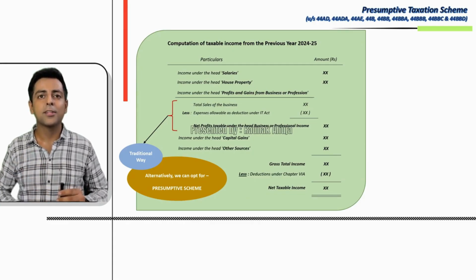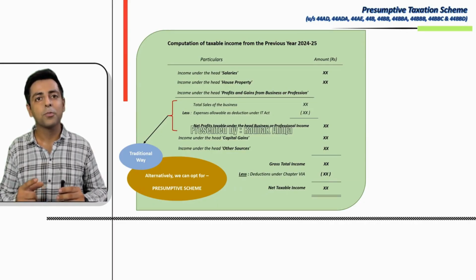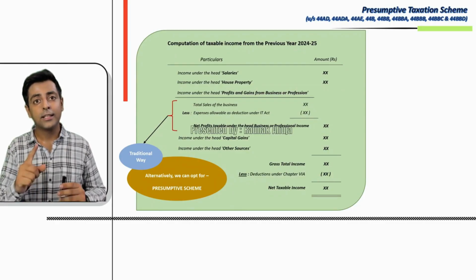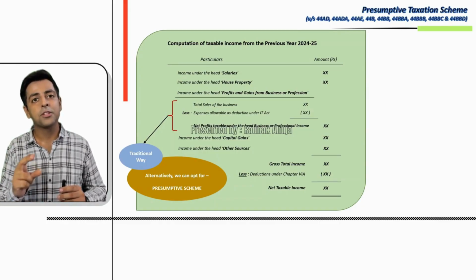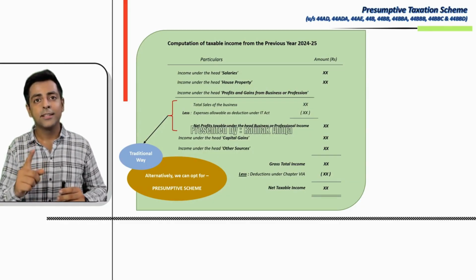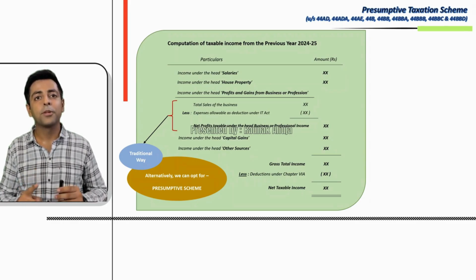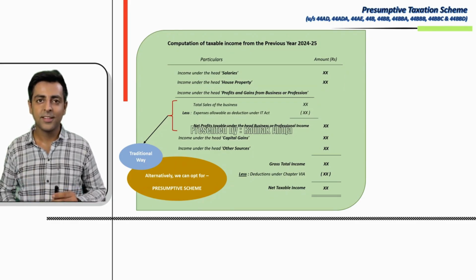This adds to the complexity of calculation of incomes under the head business or profession that deters the small taxpayers to calculate incomes as per the normal provisions. Thus, for this purpose, the government introduced a special scheme. This scheme was called the presumptive taxation scheme.